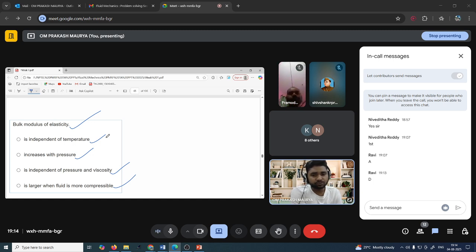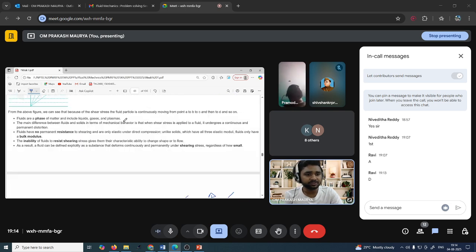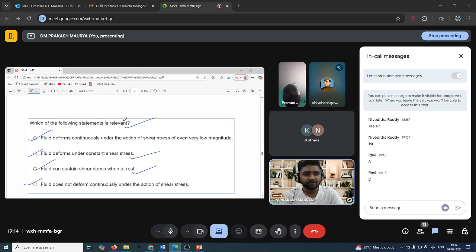Okay, so two students are telling, one is telling C, Pramod, and Ravi is telling D. But I want to see answers from other participants, because already 12 students have joined here. This is the first question of the session, sir? No, the first question I have already told. You can see the first question here. I have let you join. Okay, no problem.